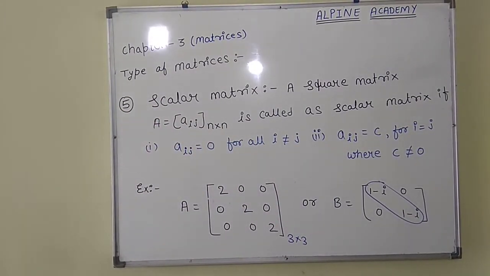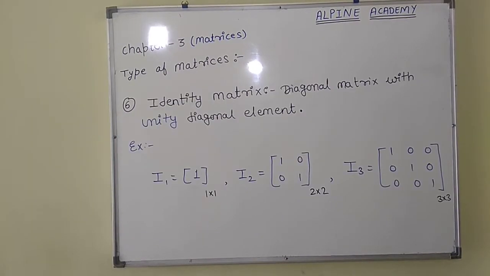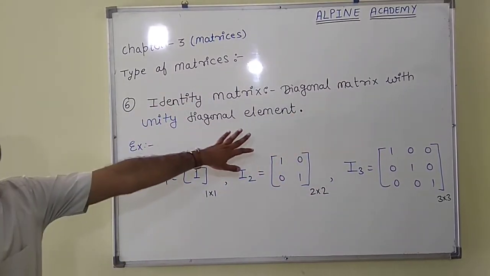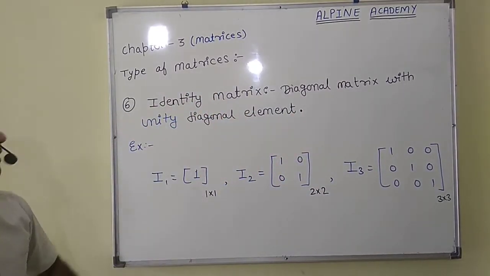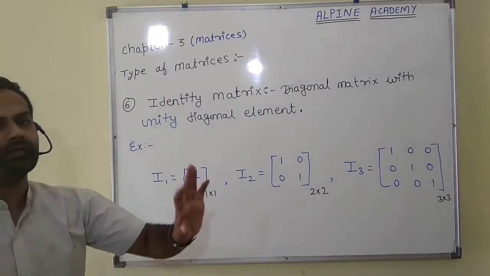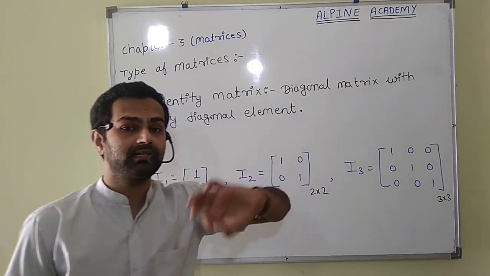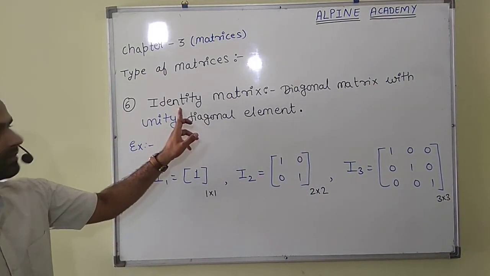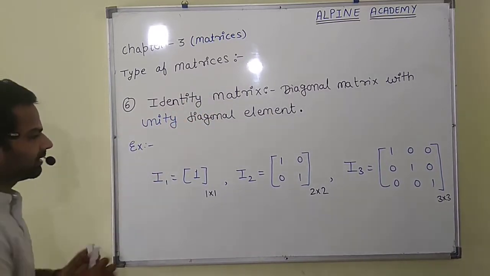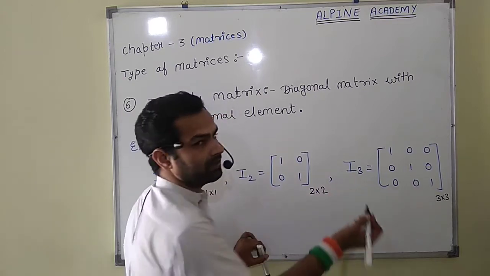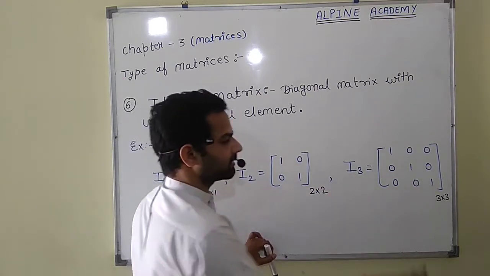Now the sixth type is the identity matrix. Identity matrices are those diagonal matrices with unity diagonal elements and all other elements 0. If we are talking about the diagonal matrix, then we must know that all the elements of a diagonal matrix are 0 except the diagonal elements. So the same thing is available in this identity matrix. In this matrix, here I write I3. I3 represents the order 3 cross 3 square matrix. It is a square matrix.